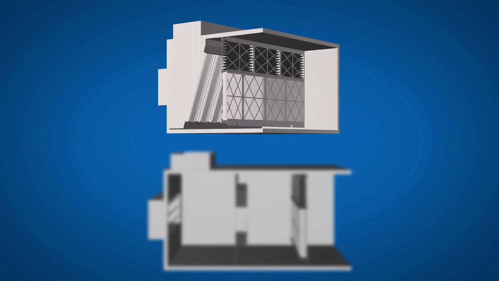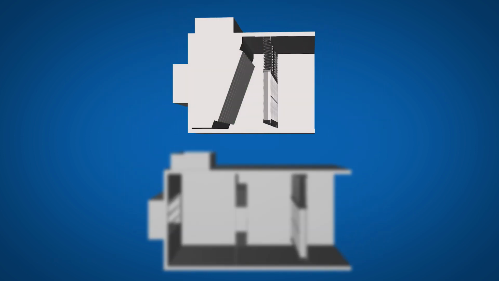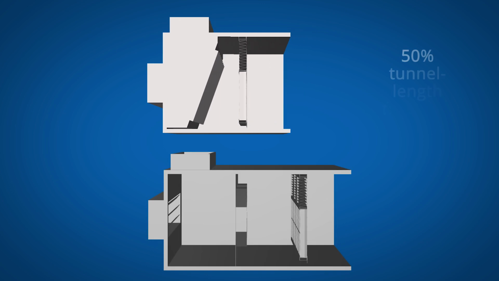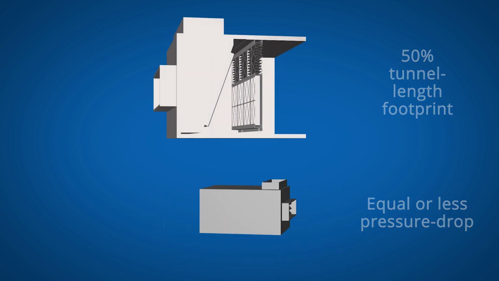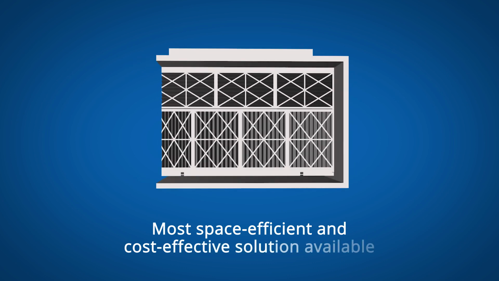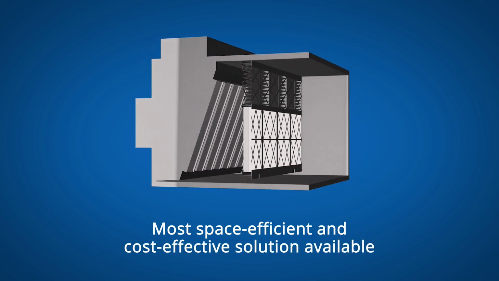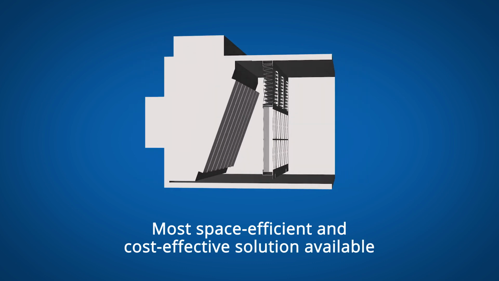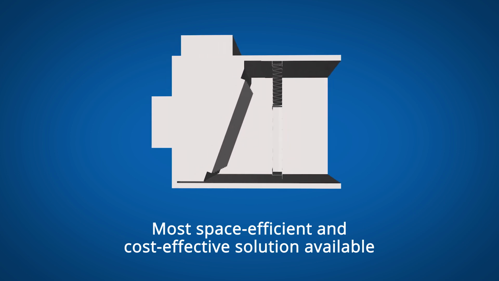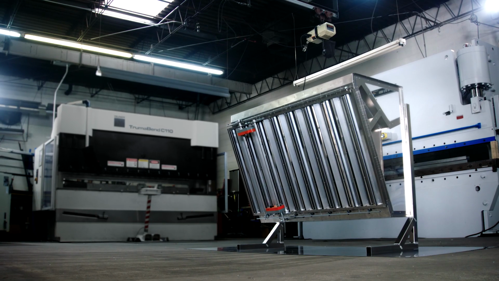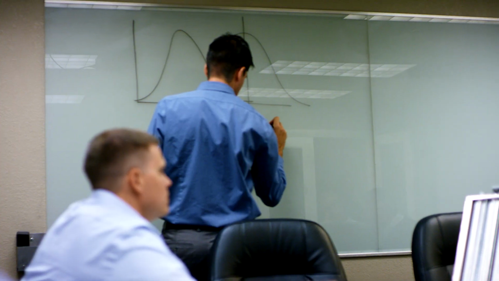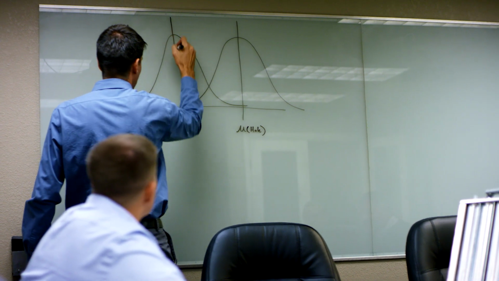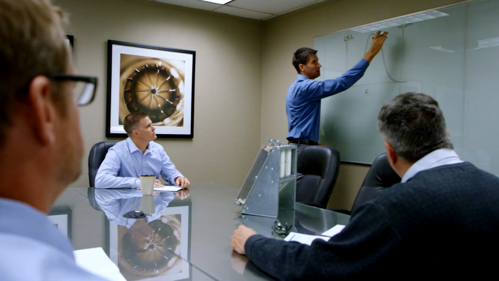In most applications, the Channel Blender provides the same performance features as a mixing box and blender section in half the air handling unit tunnel length and at equal or less pressure drop. Not only is the Channel Blender the most space-efficient mixing equipment available, it also reduces overall cost as it eliminates the cost of the blender section and the associated shipping and installation costs. The product is the result of extensive design, engineering, physical, and computational performance testing and has UL and AMCA certifications.